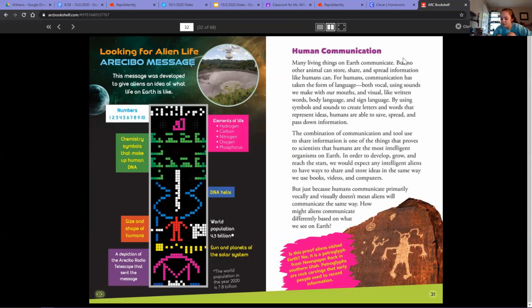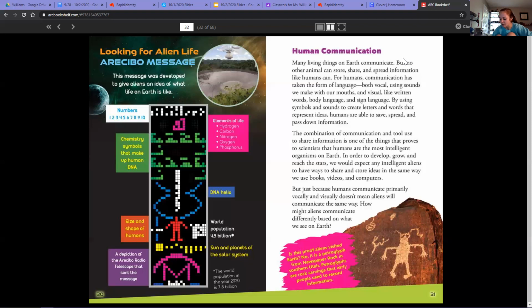Human communication. Many living things on Earth communicate, but no other animal can store, share, and spread information like humans can. For humans, communication has taken the form of language, both vocal, using sounds we make with our mouths, and visual, like written words, body language, and sign language. By using symbols and sounds to create letters and words that represent ideas, humans are able to save, spread, and pass down information. The combination of communication and tools used to share information is one of the things that proves to scientists that humans are the most intelligent organisms on Earth.